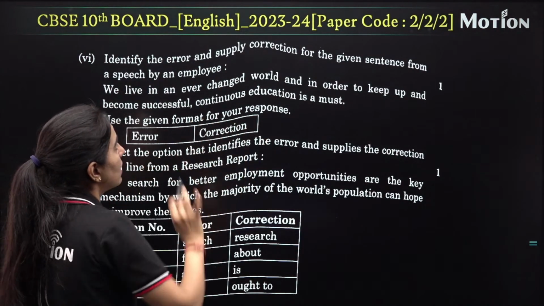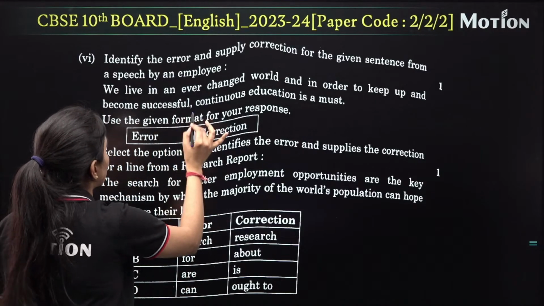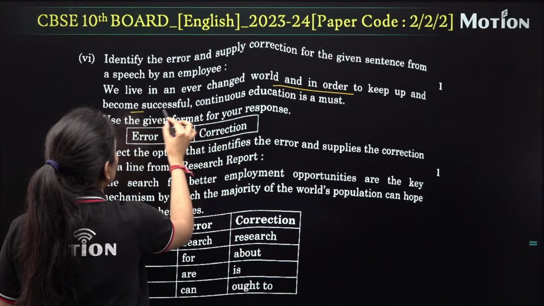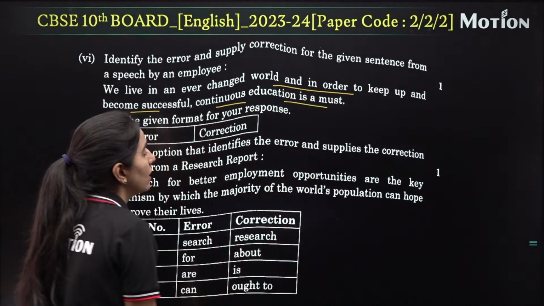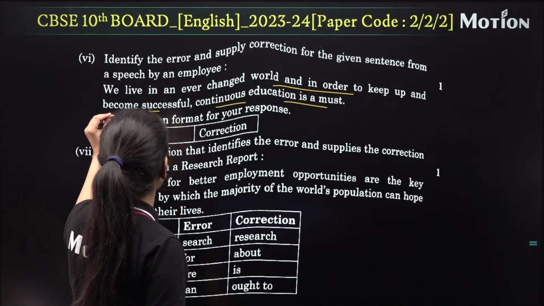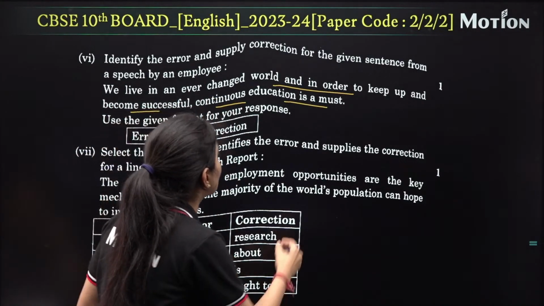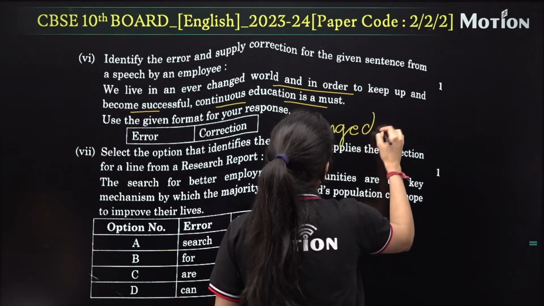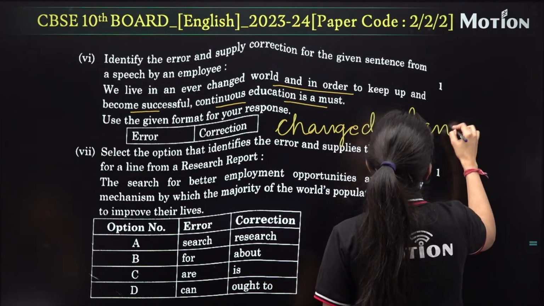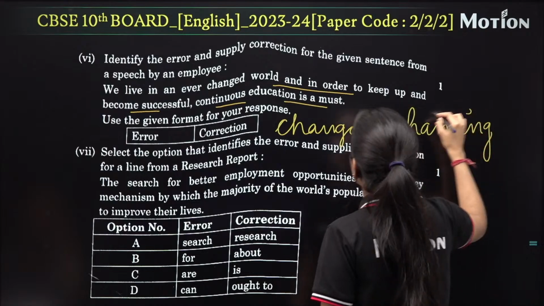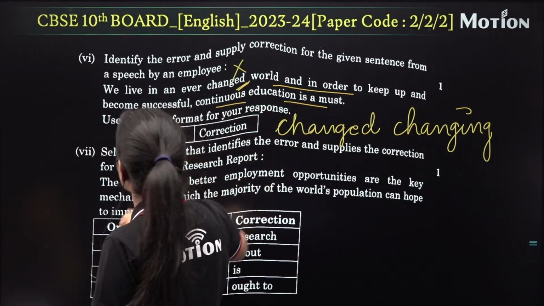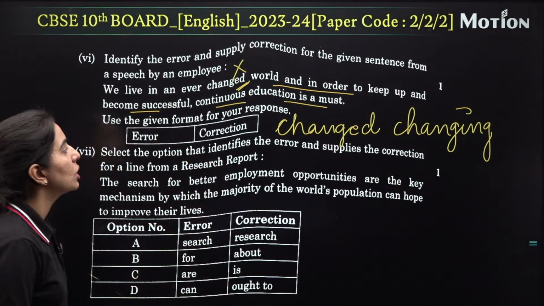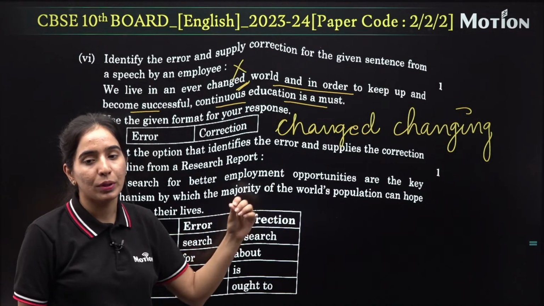Identify the error and supply the correction for the given sentence from a speech by an employee. We live in an ever-changed world, and in order to keep up and become successful, continuous education is a must. The correct answer will be we live in an ever-changing world. Not changed, you cannot use simple past over here. It should be continuous because the world is continuously changing, so we will use ing and not ed. It will be absolutely wrong. So the correct answer is we live in an ever-changing world, and in order to keep up and become successful, continuous education is a must.